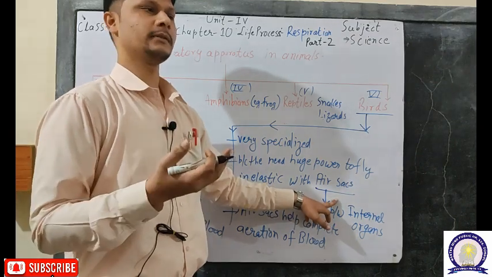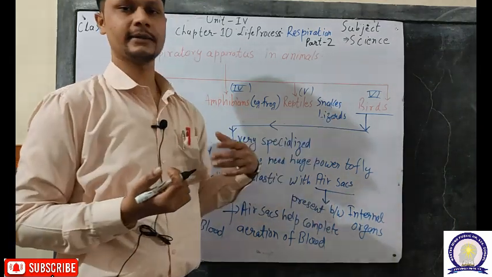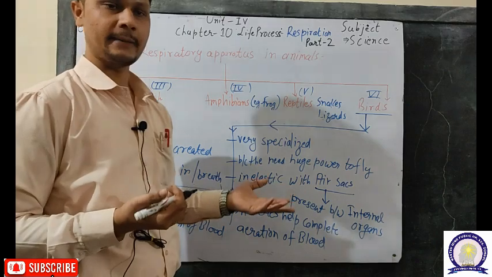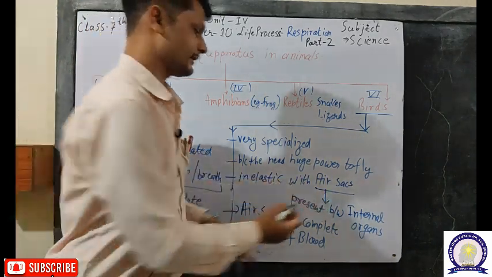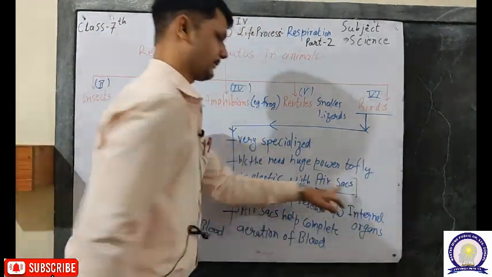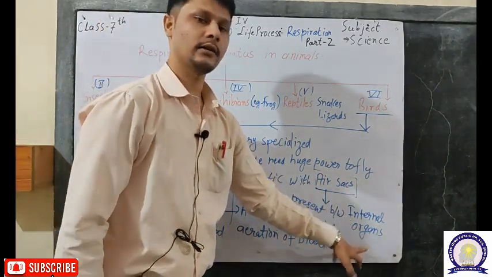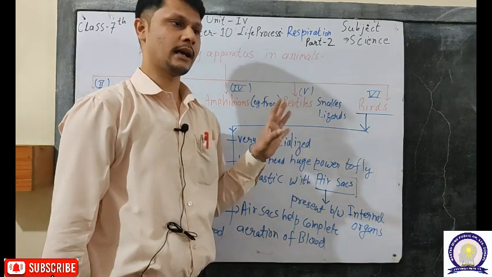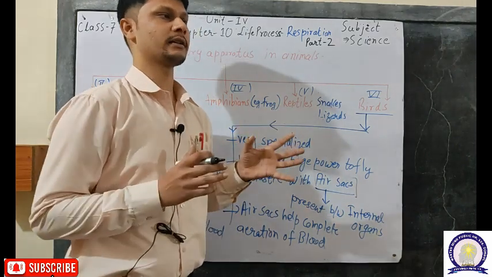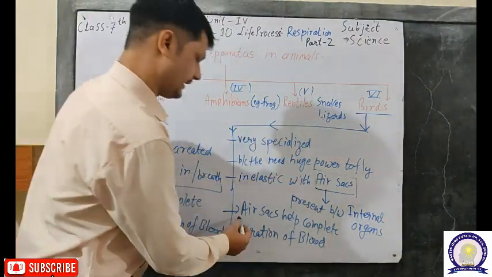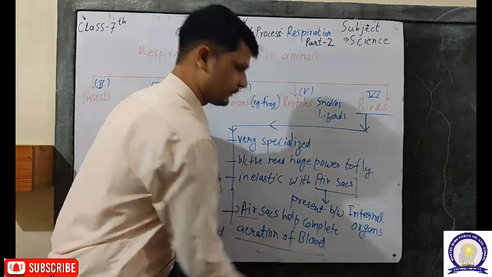Apart from the reptiles and the mammals, or humans, where alveoli are present, in the case of birds there are air sacs, or pouches of air, present between the internal organs. So these air pouches are present in between the internal organs of the birds, and the air sacs help complete the aeration of the blood.